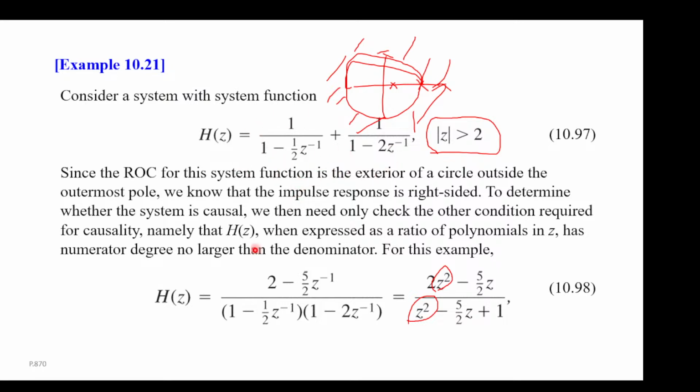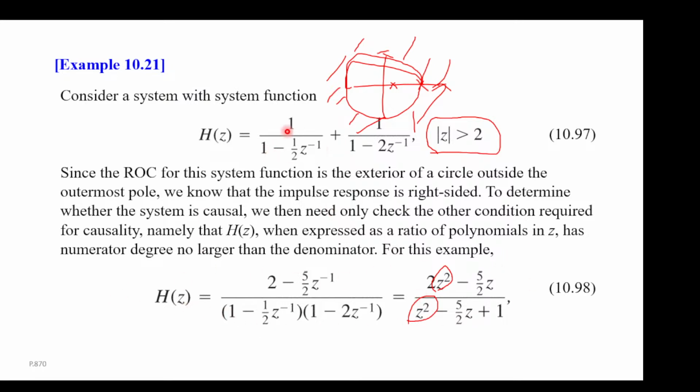This is actually a rational function, because if you add these two things together with a common denominator and multiply by enough z, it is a rational function. So we have the numerator divided by the denominator 2z squared. The power of the numerator is 2 and the power of the denominator is 2, so the power of the numerator is not greater than the power of the denominator. So this thing is finite when z equals infinity. When z equals infinity, this is just 2. So this should be causal.